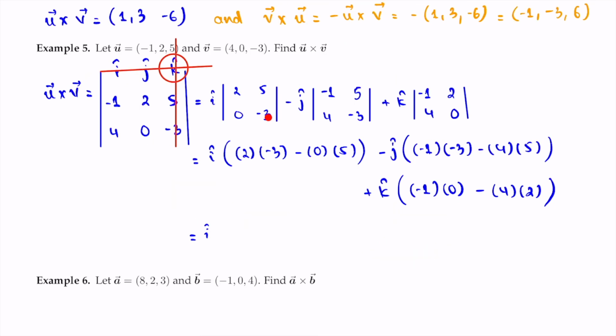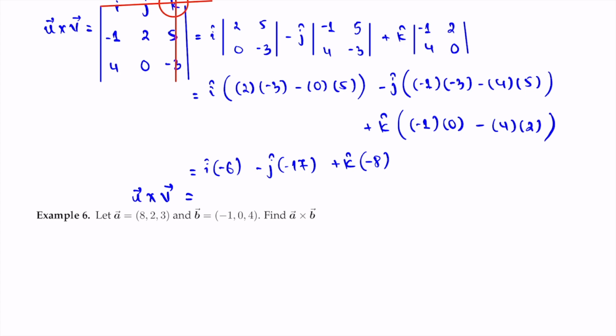You got 2 times -3 gives you -6 minus 0. So you have -6 here, minus j hat. Here you have -1 times -3 is +3 minus 20, and you're going to have -17, plus k hat. Here you got -1 times 0 minus 8. When you simplify, you get -6 times i plus 17 times j minus 8k, or you can rewrite this in terms of the component form as -6, 17, -8.